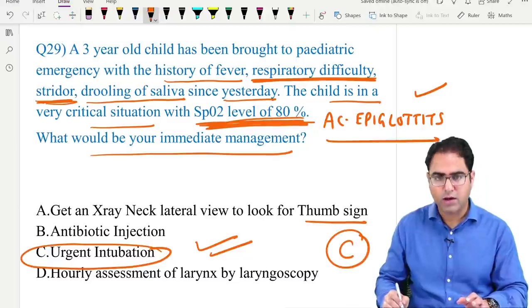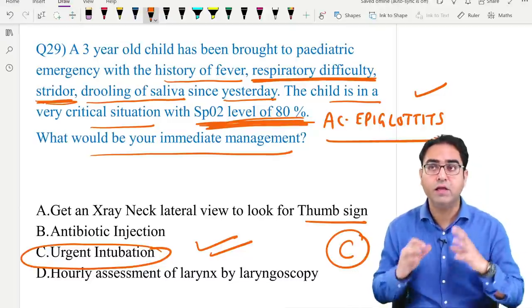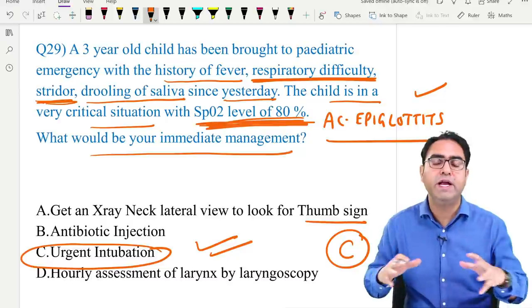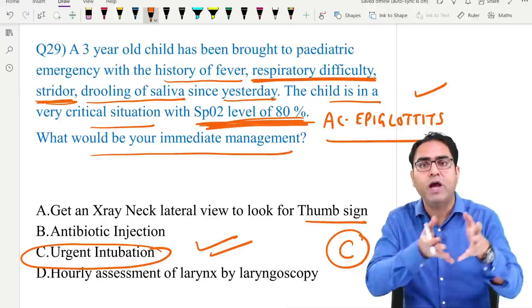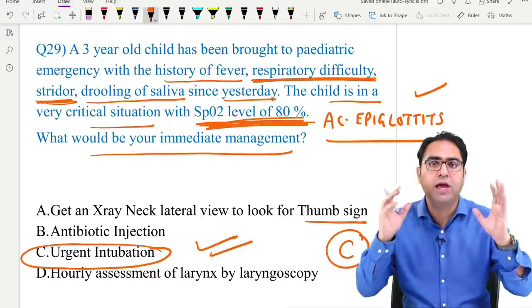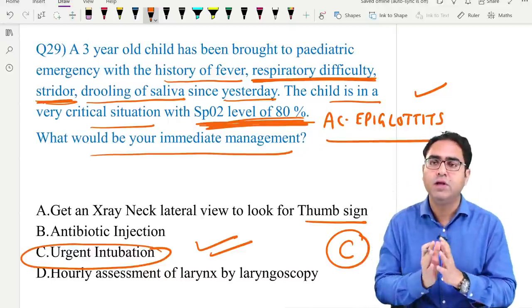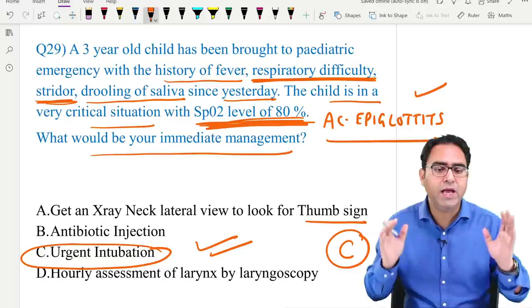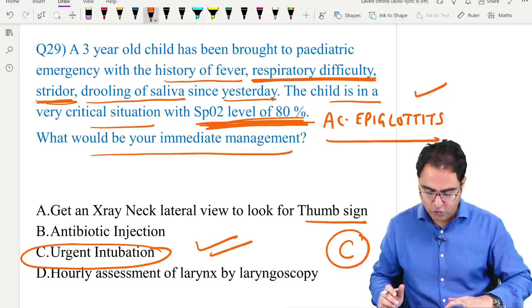Think like a doctor. Don't think of the thumb sign and all that. Think of the clinical scenario. Oh, it's an emergency, 80% saturation. I won't send the patient to the X-ray machine, beta. Patient may die over there. So, it's a pediatric airway emergency, acute epiglottitis. So, the answer should be urgent airway management by intubation.